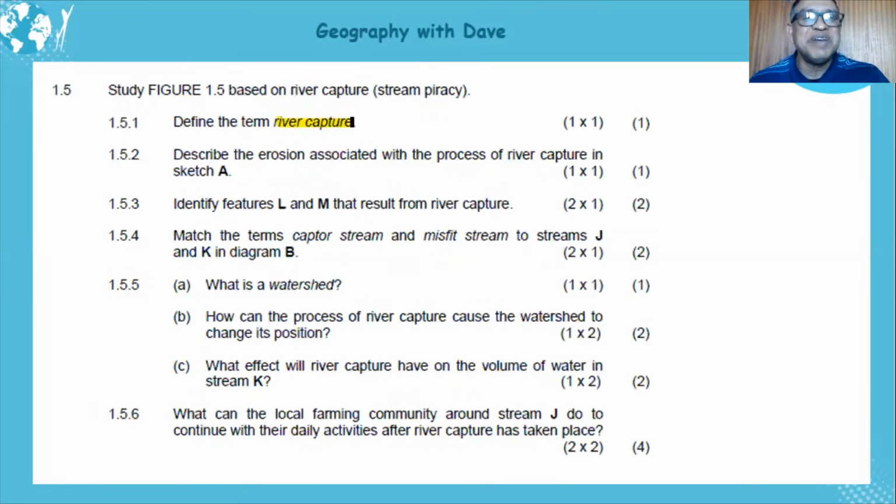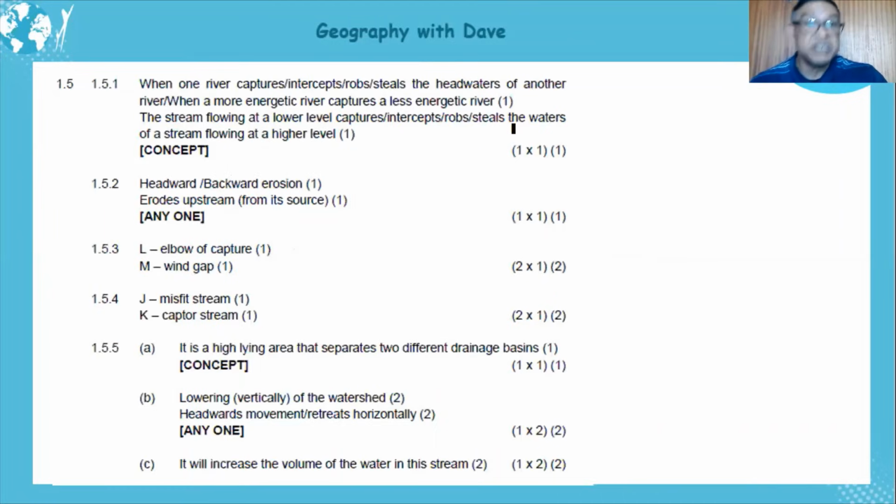Define the term river capture. Examiners always like it. Hey, and please, although it's 1 times 1, this is the only case where you put a full explanation for it. Hey, don't forget. All right, it's not just giving away. It must be full. Look at here.